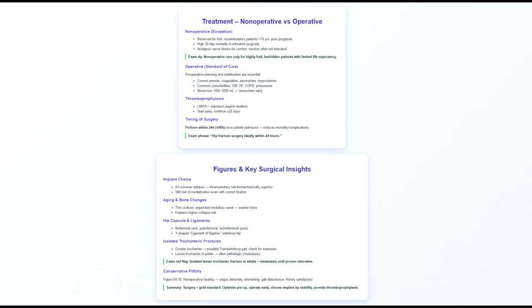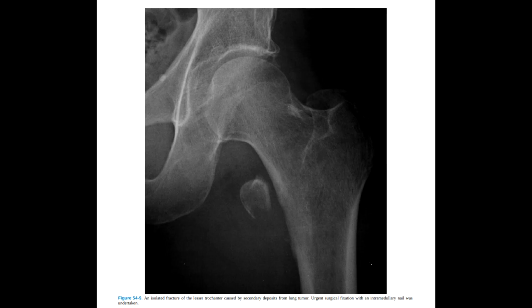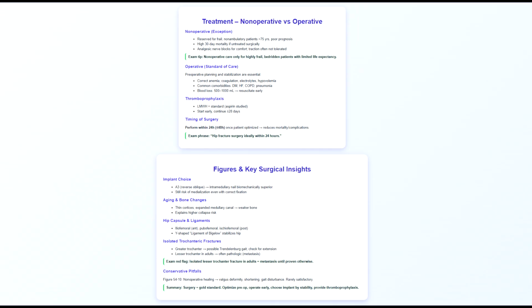In contrast, figure 54.9 illustrates an isolated fracture of the lesser trochanter. In adults, this is highly suspicious for a pathologic process, such as metastasis. The case presented here shows deposits from a lung tumor. For exams, this is a red flag.